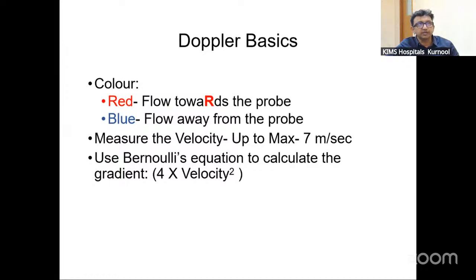And then by using Bernoulli's equation, we calculate the gradient across the wall, whether it is a ventricular septal defect or PDA or tricuspid leakage. Whatever velocity that we get, that velocity is squared and then multiplied by 4 to get the gradient across the wall or the septal defect.